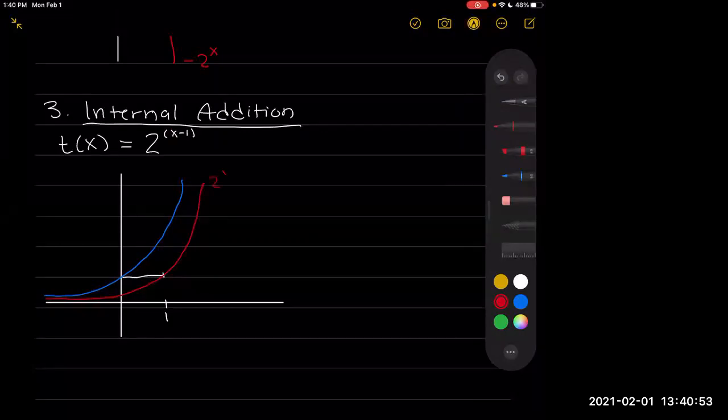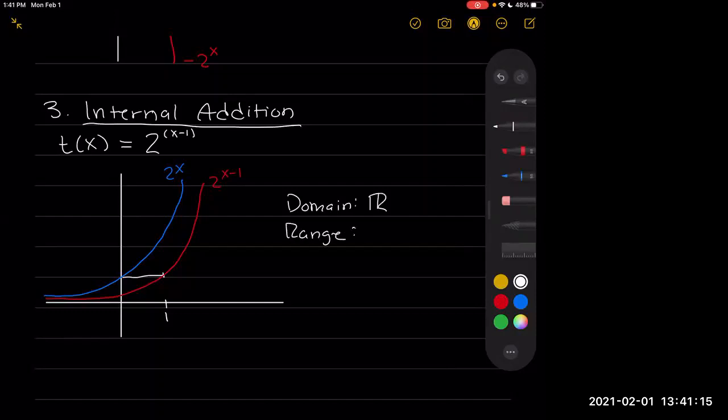So this is 2 to the x minus 1, and this is just 2 to the x. Since we subtracted a number, that shifts it to the right. If we were to have added a number, it would have shifted the graph to the left. So our domain is all of the real numbers, and our range is still 0 to infinity.